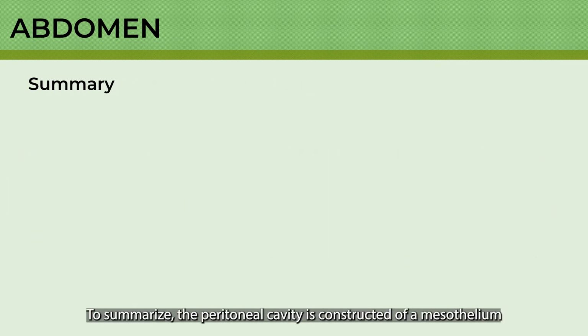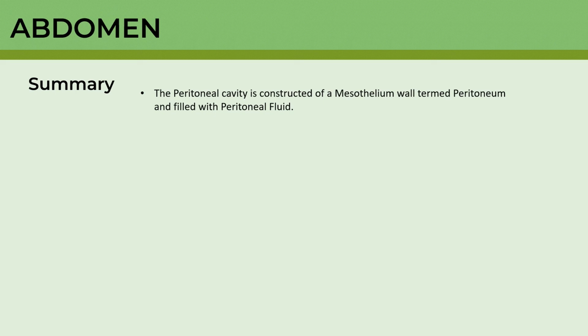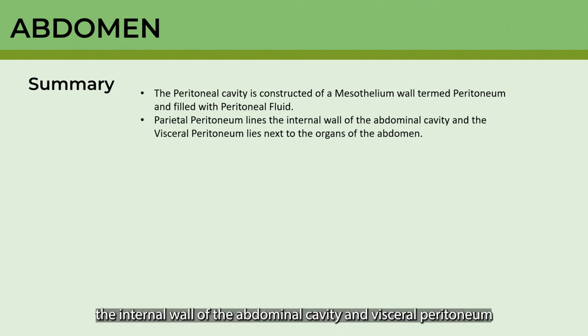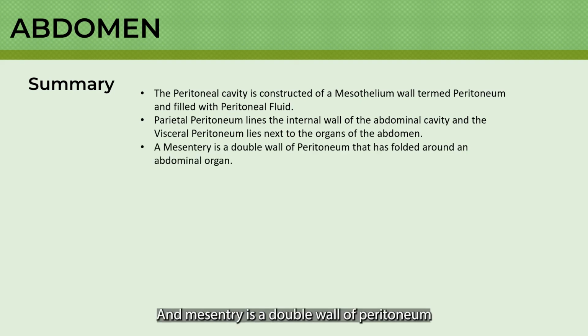To summarise, the peritoneal cavity is constructed of a mesothelium wall termed peritoneum, and it is filled with peritoneal fluid. Parietal peritoneum lines the internal wall of the abdominal cavity, and visceral peritoneum lies across the organs of the abdomen. A mesentery is a double wall of peritoneum that has folded around the abdominal organ.